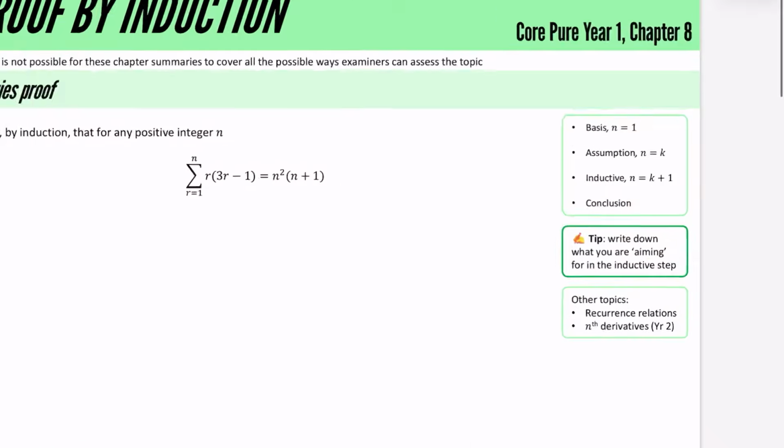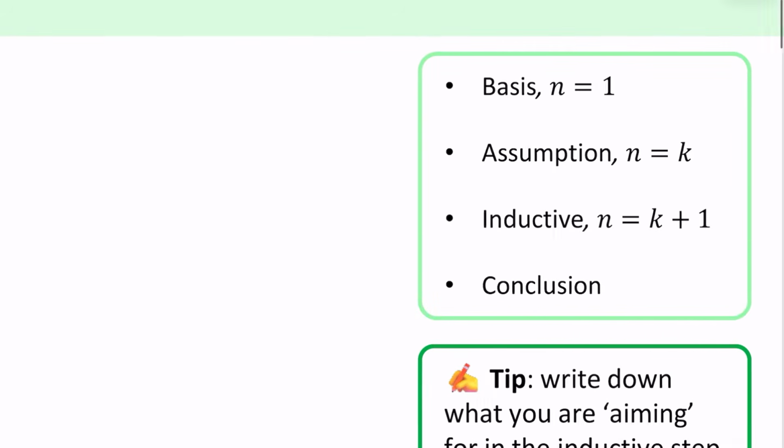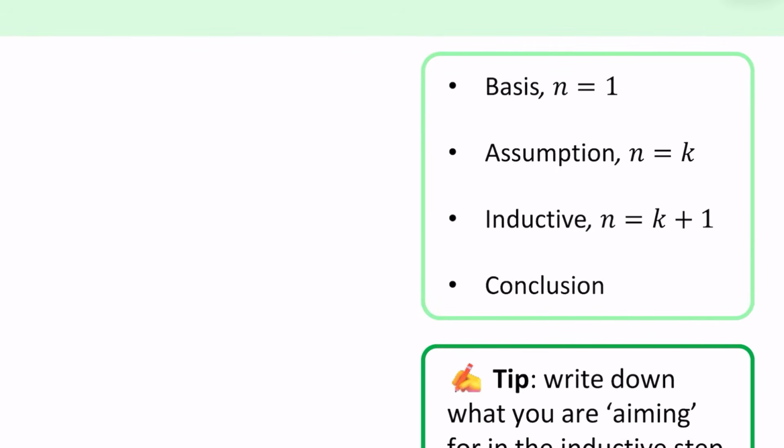So the only kind of thing I'm really going to mention here is what proof by induction actually looks like, the different steps. We have the first step, which is the basis step, where you prove that it's true for the base case, for n equals 1. You then write down your assumption that it's true for n equals k. This is the bit where all the maths happens. You need to then do the inductive step, where from the assumption we need to show that it's true for n equals k plus 1. And then at the end we have a conclusion.